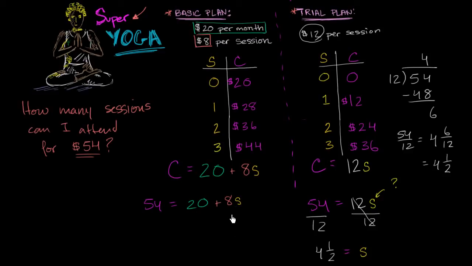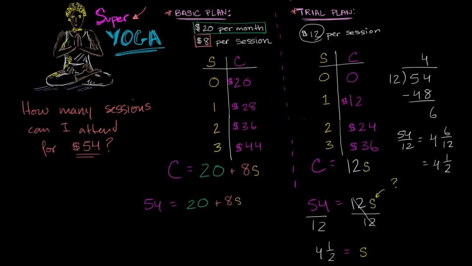And once again, I'd like to just have sessions on the right-hand side of this equation. So I could say sessions are going to be equal to something. This is the number of sessions that I can attend. But I have this 20 here and this 8 here, and so I have to think about how I can get rid of them. So the first thing is, how can I get rid of this 20 from the right-hand side of this equation? What am I going to have to do to the entire equation?